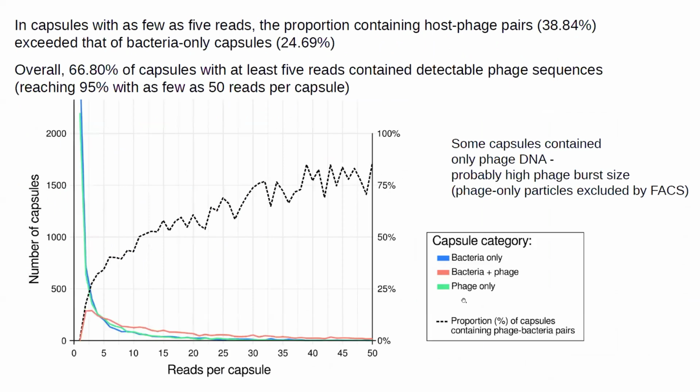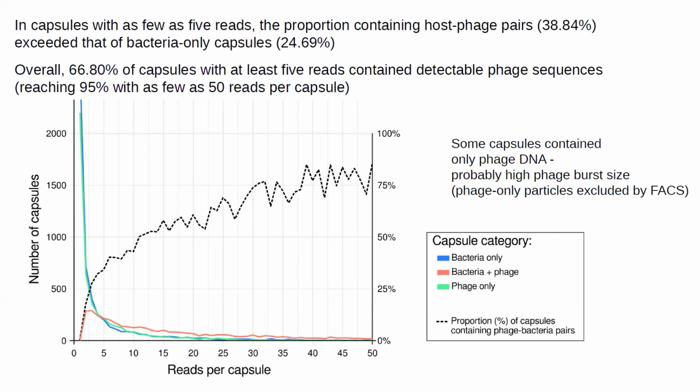So why did we have these phage-only capsules? I think this is because these phages have a very high burst size. It means that they produce a lot of copies when they infect the bacteria. So when we have low coverage, we preferentially recover the genome of the phage because it's present multiple times in the capsule. And so when we have low coverage, we just capture the reads coming from the virus and not from the bacteria. But the very good thing is that even if we had pretty low coverage in our sequencing experiment, we were able to detect the phage-host interaction in capsules that had as few as 5 reads.